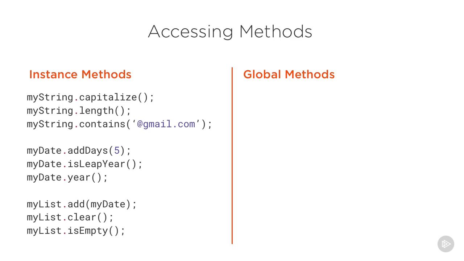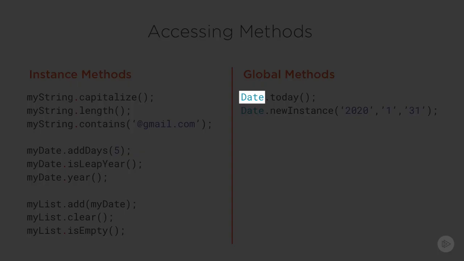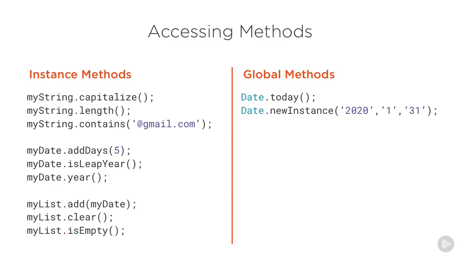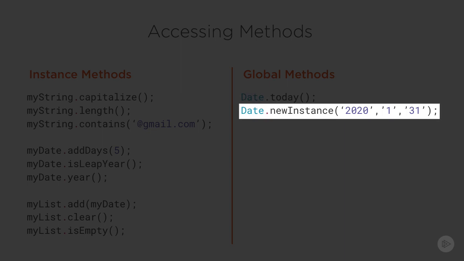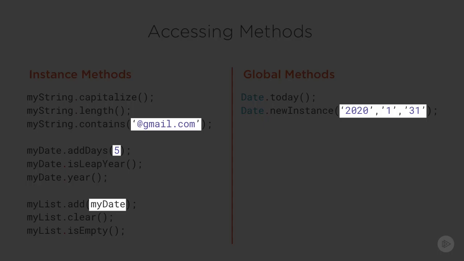Now on to global methods. Remember, the difference here is we don't need an instance of anything. Let's look at a date global method. We just type the data type named date, then a dot, and now we're free to use any of its global methods. In all these scenarios, we don't have an instance of a date ready to use beforehand. We just use the literal name of its data type to get access to its methods. Date.today gives us today's date, and date.newInstance creates a January 31st, 2020 date for us. Notice that both global methods and instance methods can accept inputs in their methods too.